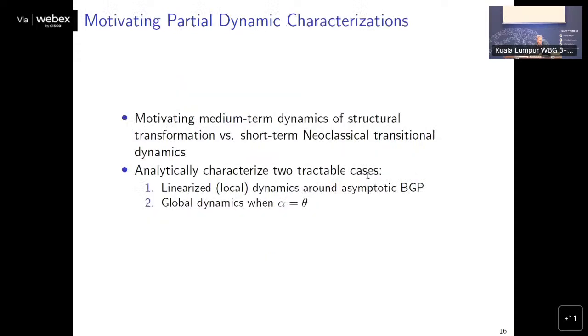I want to show you two things. Maybe I should skip over this, but one is we can solve some special cases analytically. We can solve it for alpha equals theta. I'm not sure why, but the math works out when alpha equals theta. And then we can linearize around the balanced growth path, just to show you the dynamics.